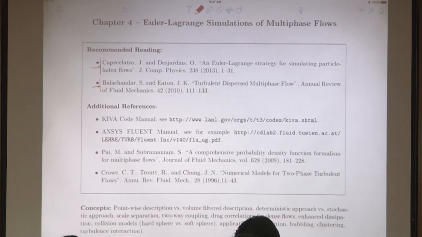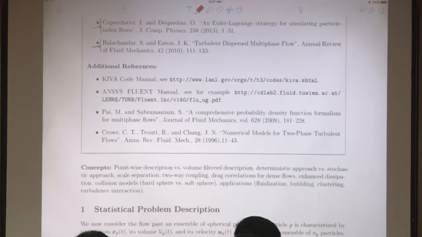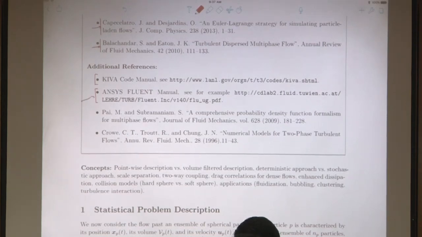All right, I'm giving you a few additional references that are not necessarily highly relevant, but just as a contrast, you can look at what other codes, either commercial codes like Ansys Fluent or semi-research codes like KIVA, are doing for their particles. It's always an interesting thing to look at and try to see where the state of the art stands.